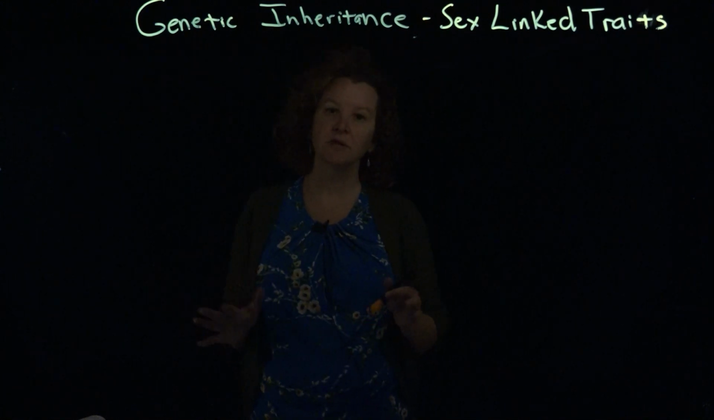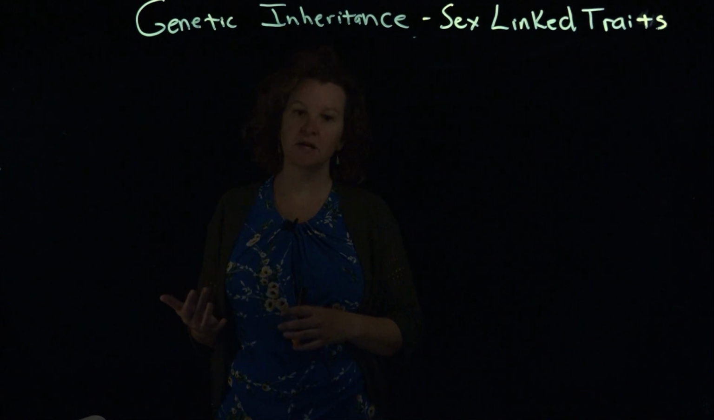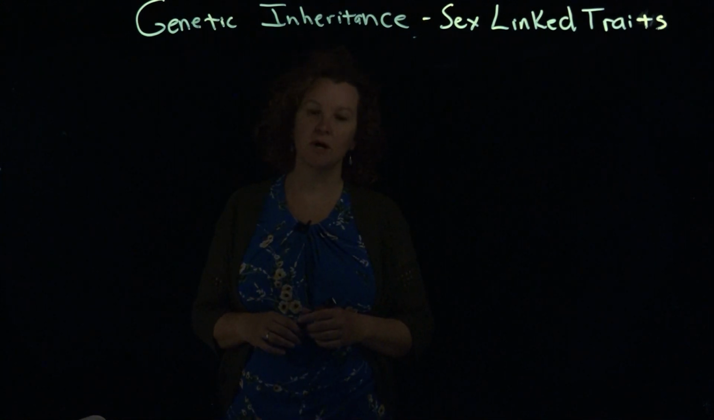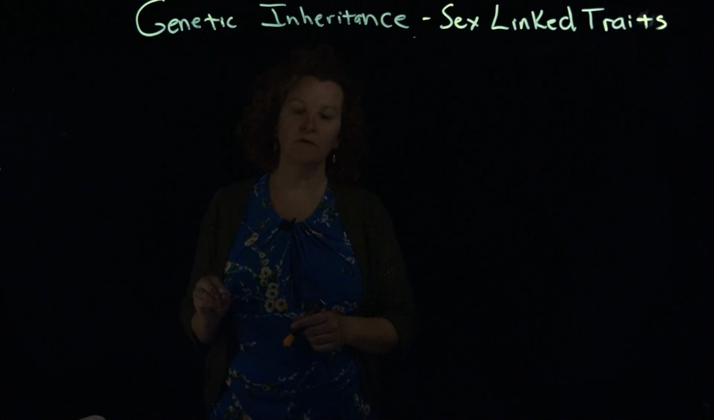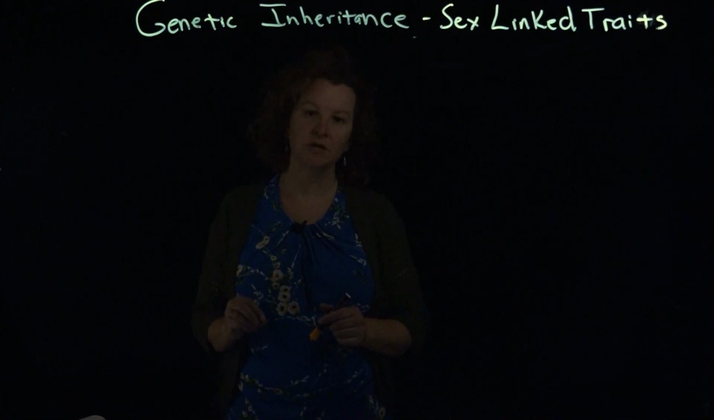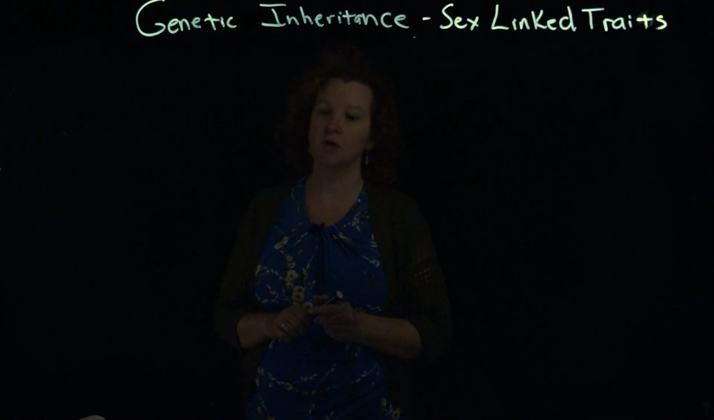So it still follows that basic Mendelian model of dominance and recessive inheritance, and we can use a Punnett square, but it's going to be really key for us to track where the alleles are and what different combinations give you certain phenotypes, because that is greatly impacted in sex-linked traits.